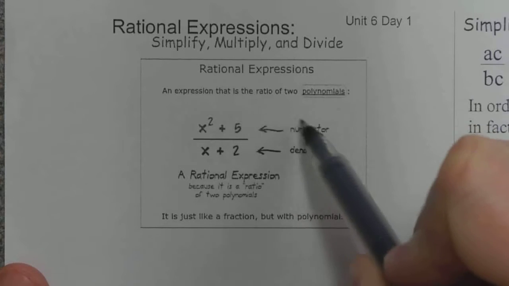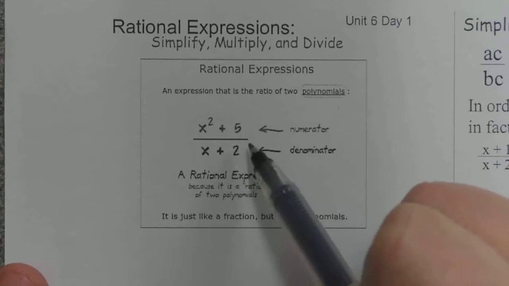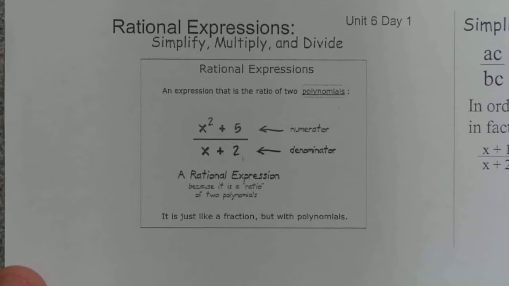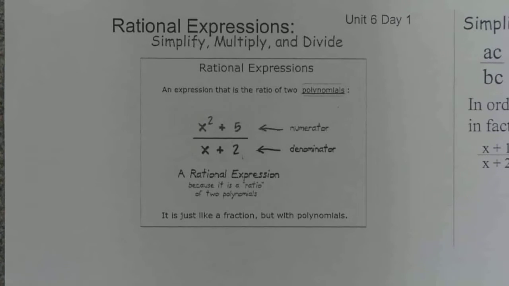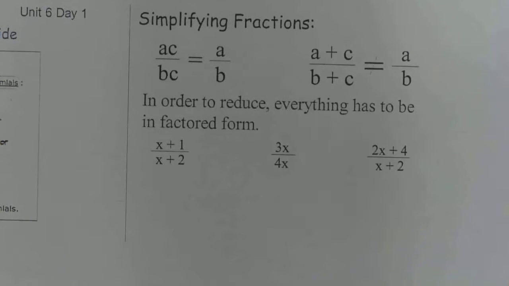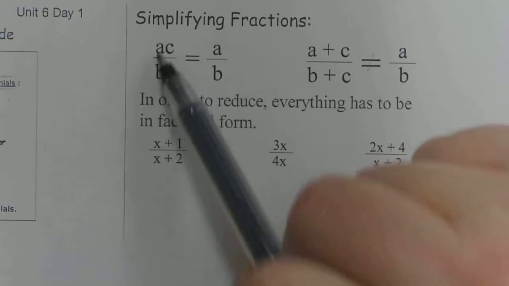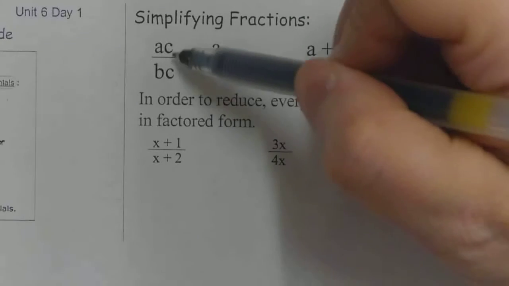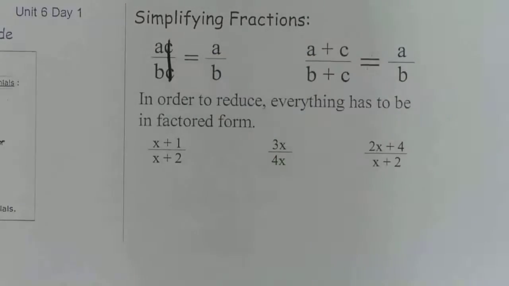We want to remind you that the numerator is the top of the fraction, the denominator is the bottom of the fraction. So when we're talking about fractions here, we can reduce them or simplify them if we can find like terms to cancel or to divide to 1. Here we have a times c and b times c. Well, c divided by c is 1, so they will cancel to just a over b.